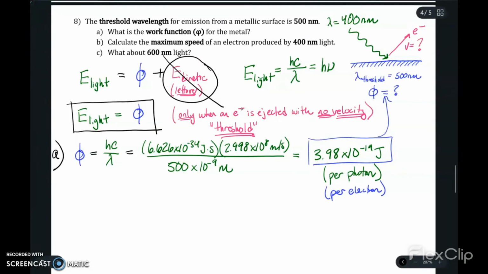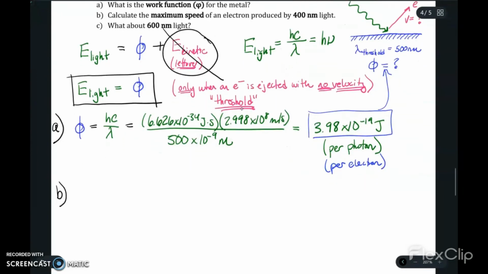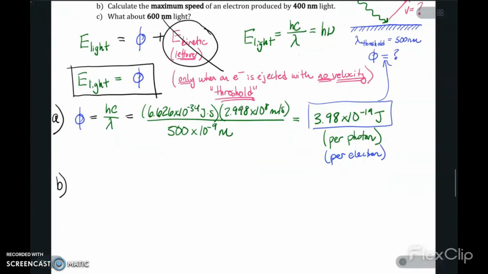So for part B of this problem, we now want to remember this relationship again up here between these three energies, because now we do have that kinetic energy term, right? Because if there's enough energy in the light to match the work function and have some amount left over, then we want to use that information to solve for how much is left over. So I'm going to take this equation up top here and I'm going to rearrange it, because what I want to do is basically solve for the kinetic energy of the electrons that are being ejected.